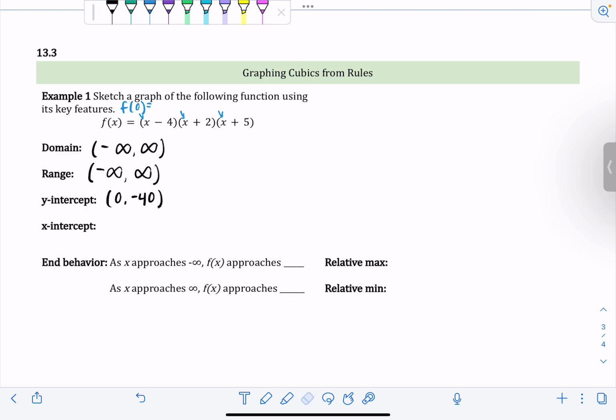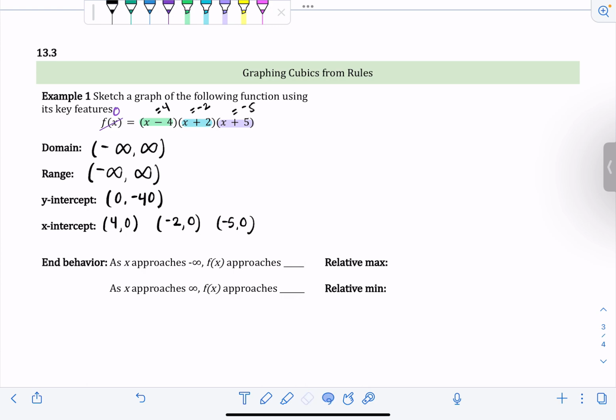The x-intercepts are a little bit easier to see without scrolling. For the x-intercepts, remember you put 0 in for f of x, and then you set each factor equal to 0. So x minus 4, x plus 2, x plus 5. If I set each one equal to 0, I would get x equals 4, x equals negative 2 because you'd have to subtract the 2 over, and then x equals negative 5 because you'd have to subtract the 5 over. Again, work is at the beginning of the notes if you need to go back to it. Those x-intercepts are at 4, 0, negative 2, 0, and negative 5, 0.